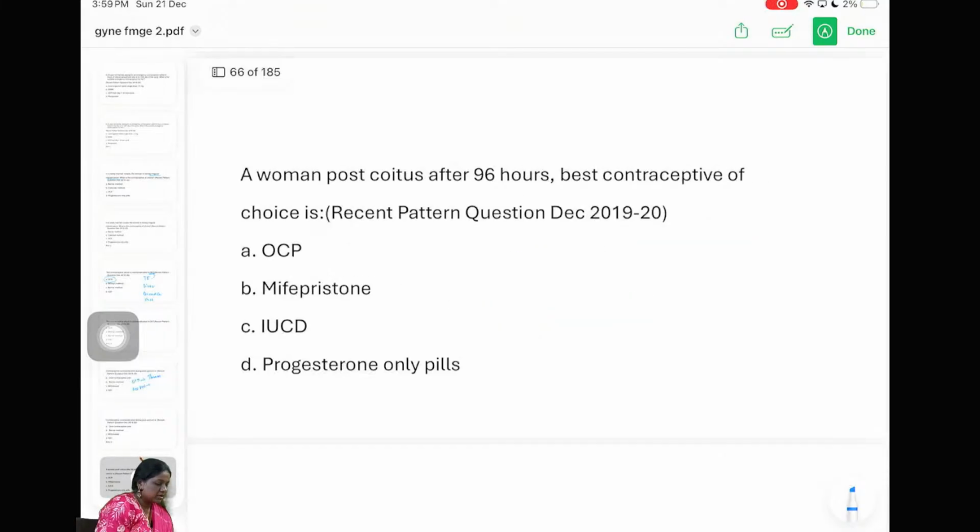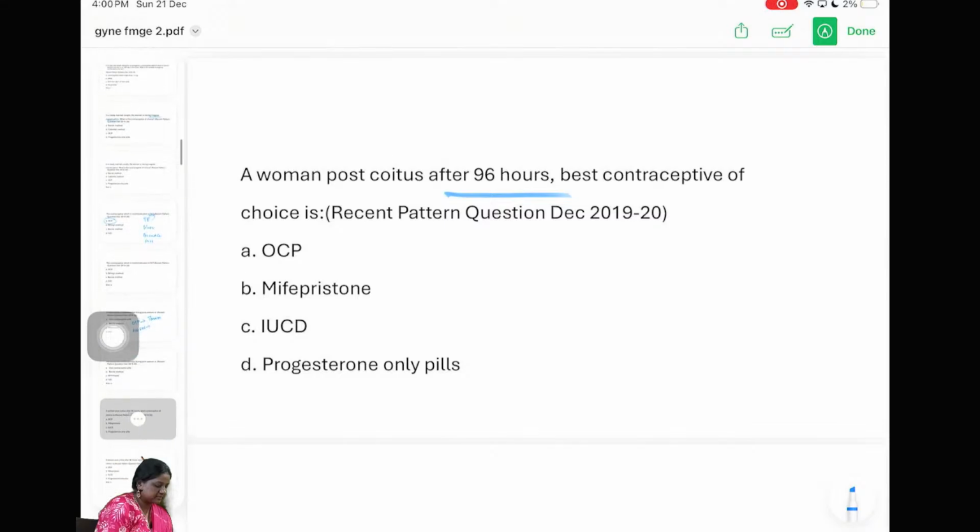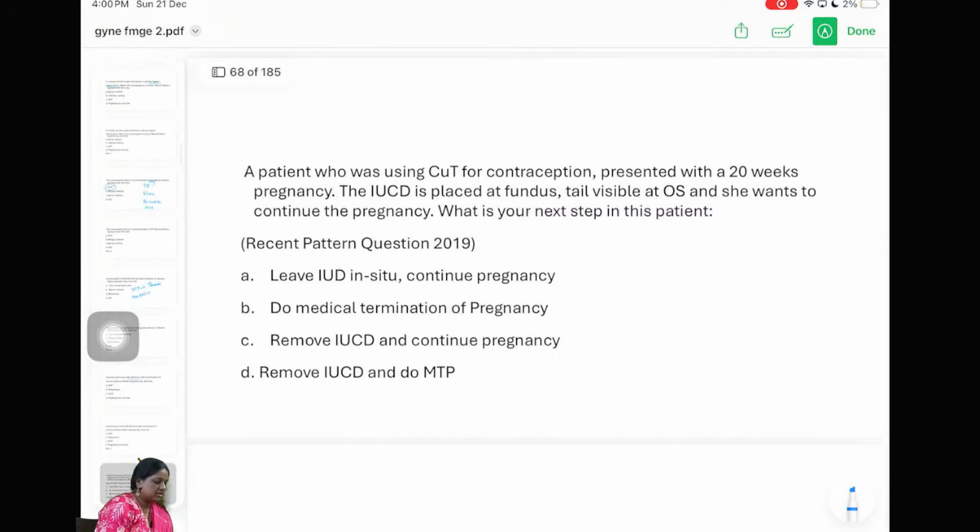Post coitus after 96 hours. Best contraception. IUCD. A patient who was using contraception, copper T, presents with 20 weeks pregnancy. IUCD is placed at the fundus. Tail is visible at the os. She wants to continue the pregnancy. What will you do?